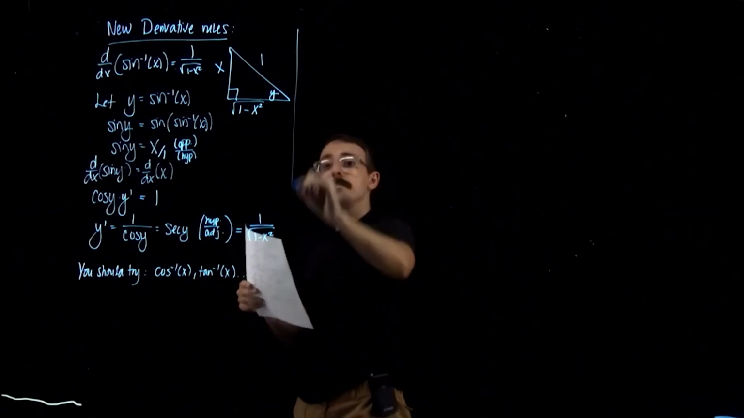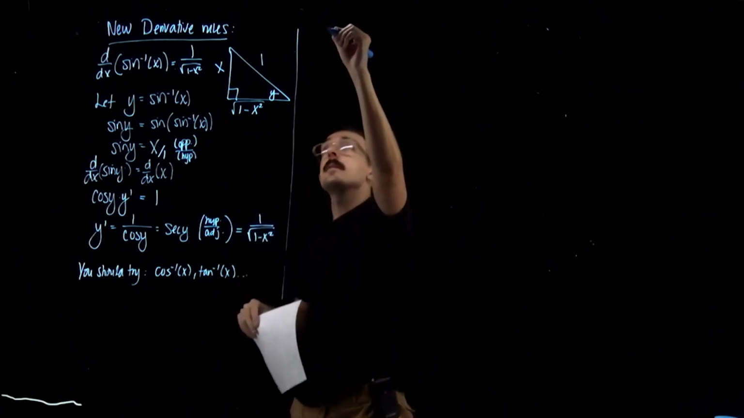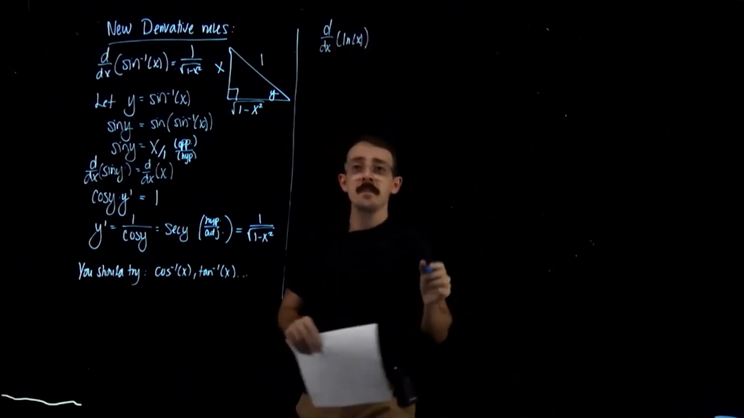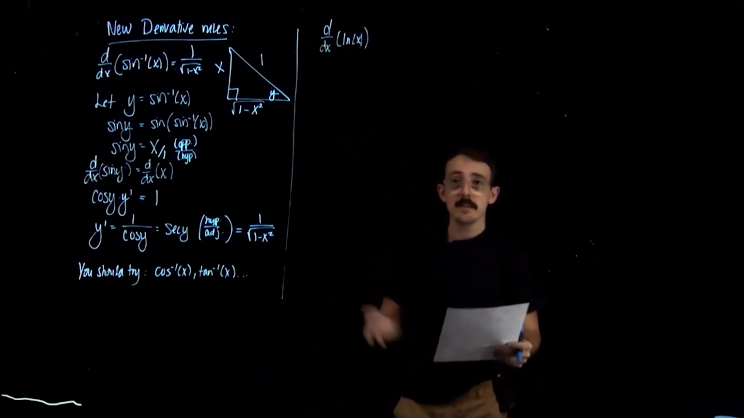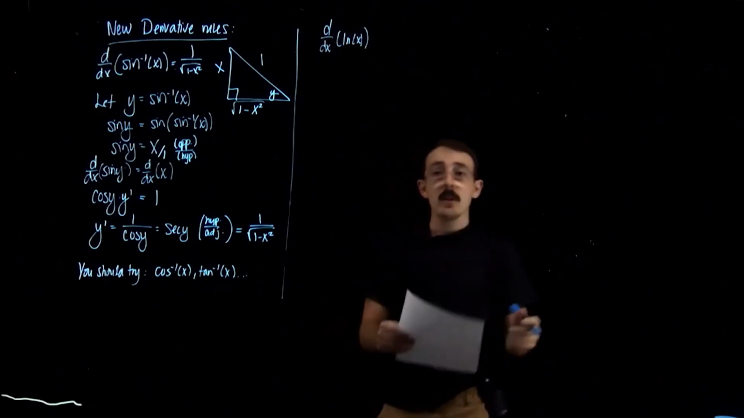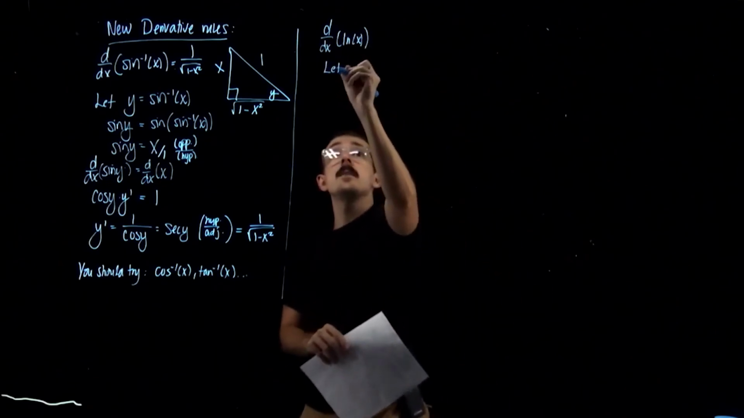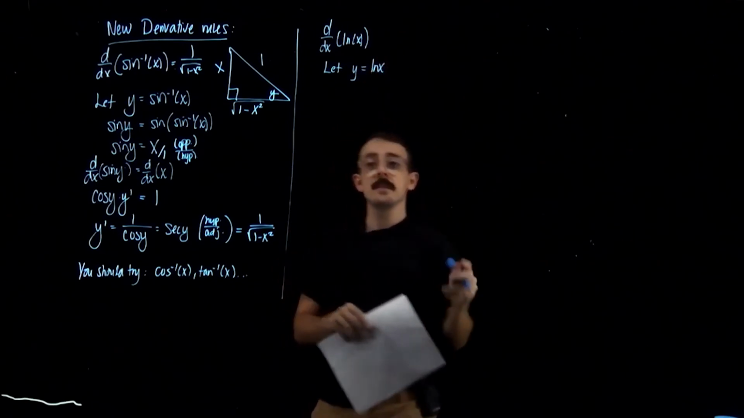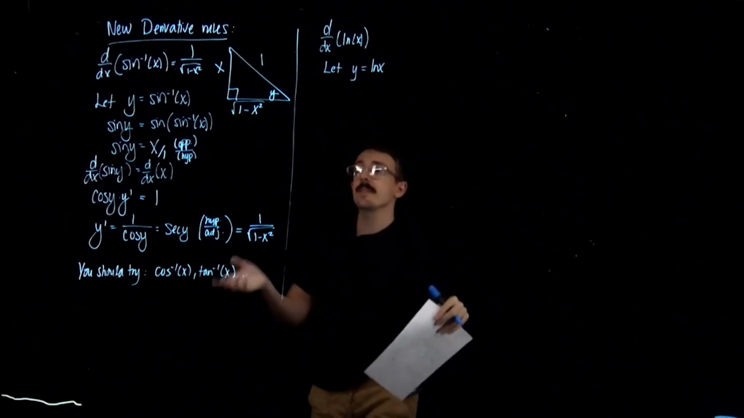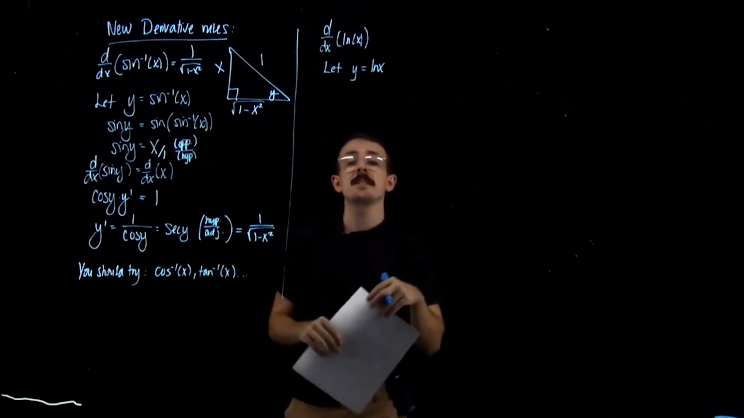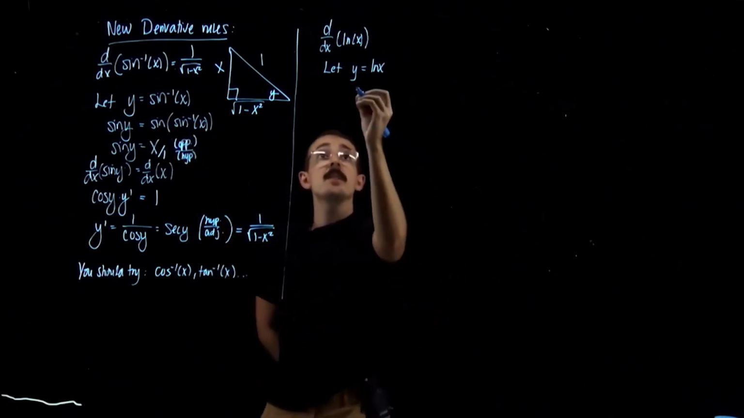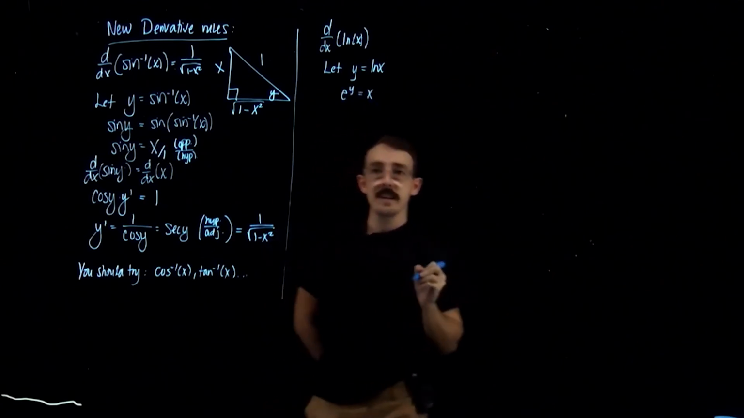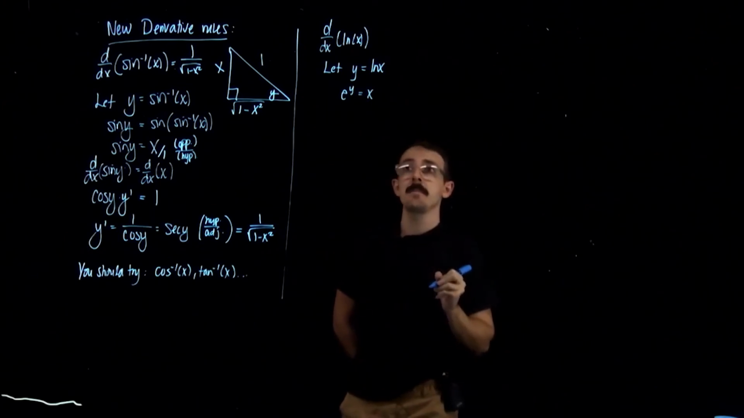How about the derivative of ln of x? This is something we haven't talked about yet. Let's let y equal ln of x. This is what we want to find the derivative of, just like I wanted to find the derivative of sine inverse of x. If I use e, I'll have e to the y equals x, so just exponentiating.